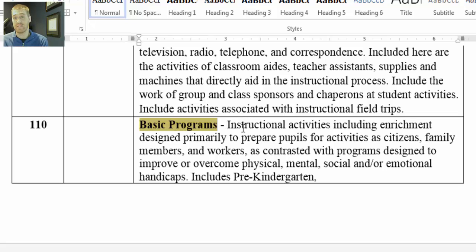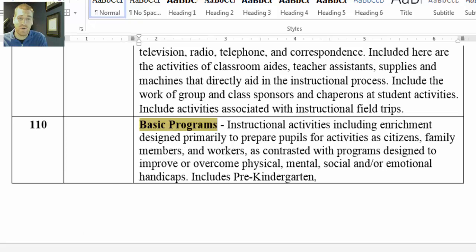And then it's labeled as instructional activities, including enrichment designed primarily to prepare pupils for activities as citizens, family members, and workers, as contrasted with programs designed to improve or overcome physical, mental, social, and or emotional handicaps. Includes pre-kindergarten. So this is just a nice tool. If you can get the accounting manual into Word, you can look stuff up.